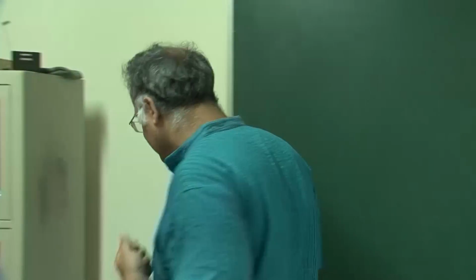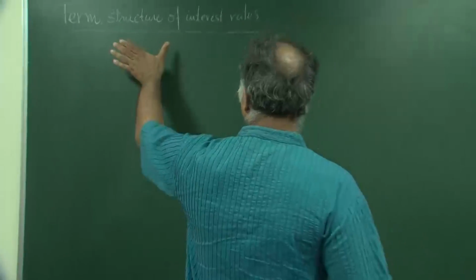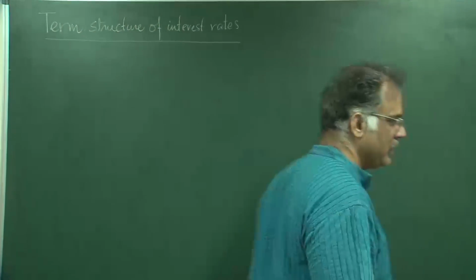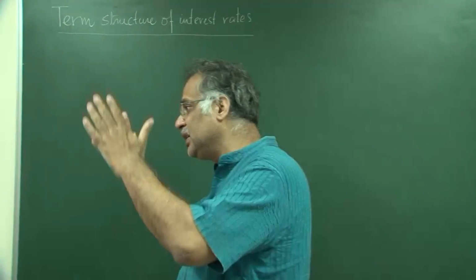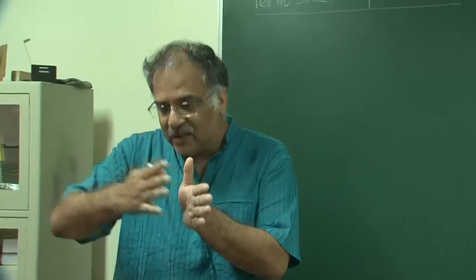So welcome back for the third lecture of the first week. We had been studying essentially interest rates. Today we are going to talk about term structure of interest rates. So what is meant by term structure? Term structure means the behavior of interest rate over a given period of time, that is, for various levels of maturity dates, how would the interest rate behave.